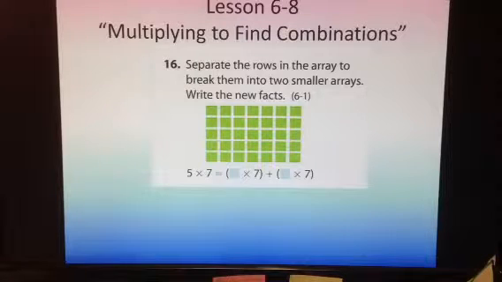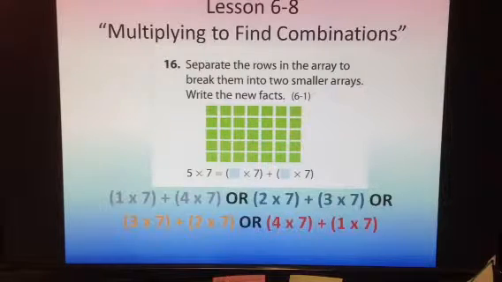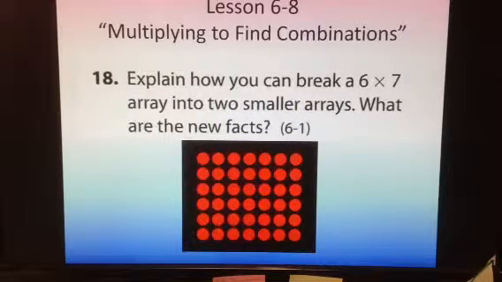This was a review problem. Breaking this array apart, there's lots of different correct answers, different ways we could add up to 5 times 7. There's the answers I saw. This one, same kind of thing. You could break this into 2 smaller arrays, lots of different ways. Many, many correct answers. I didn't put them on there. There's too many to list.